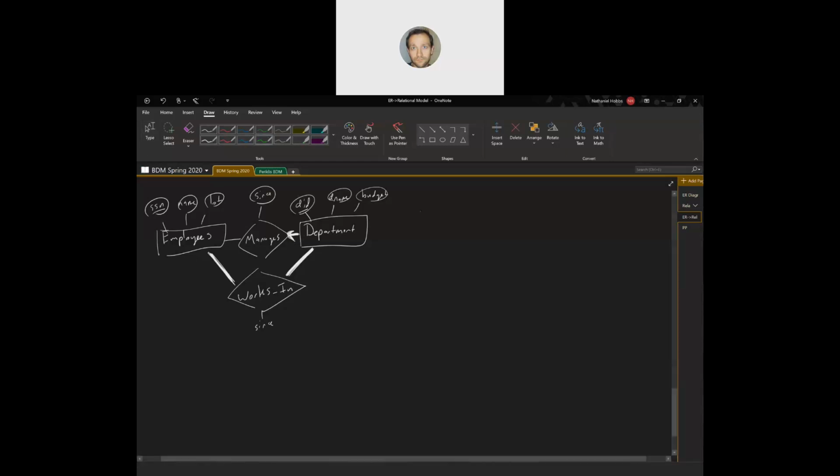So, just to get started, we're going to have an employee table with SSN, name, and lot. A department table with DID, name, and budget. Okay, and let's start off with this relationship. This one.